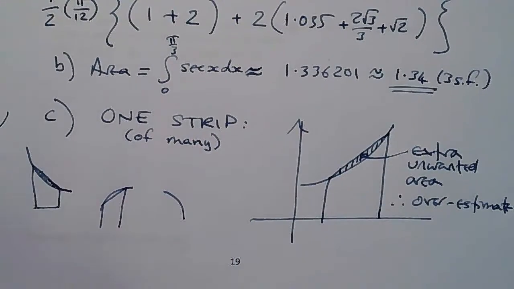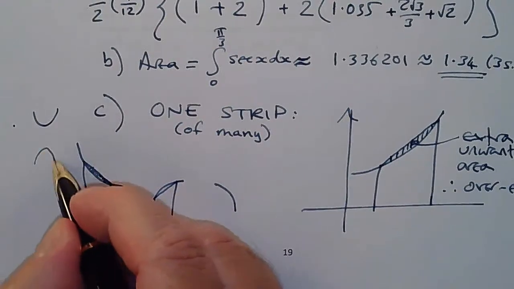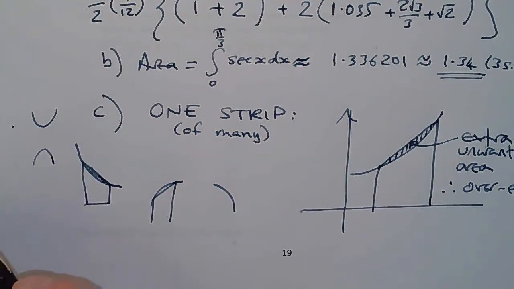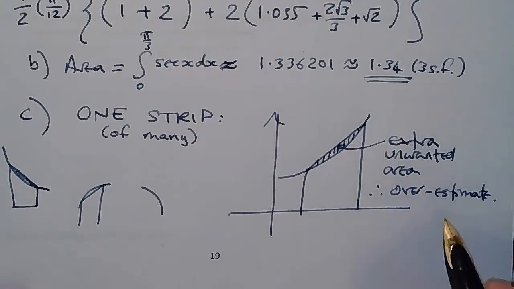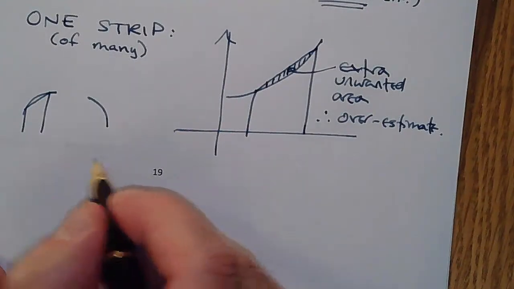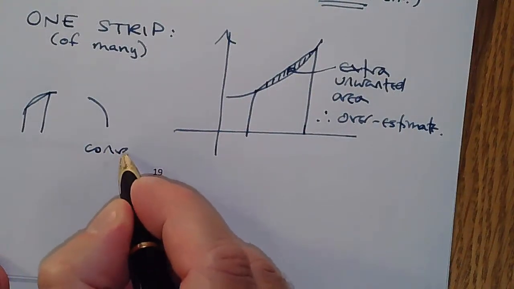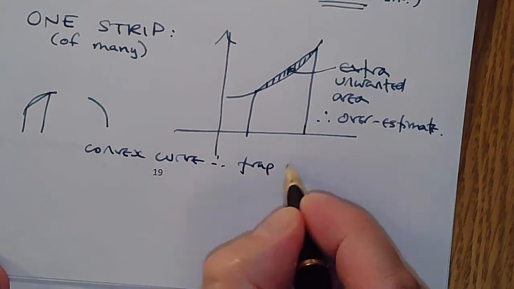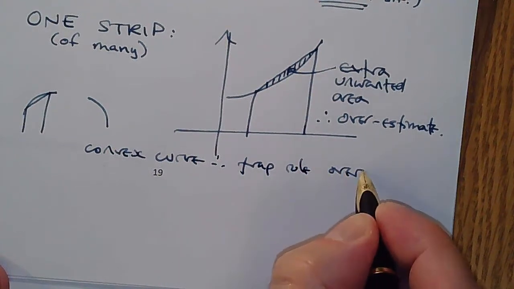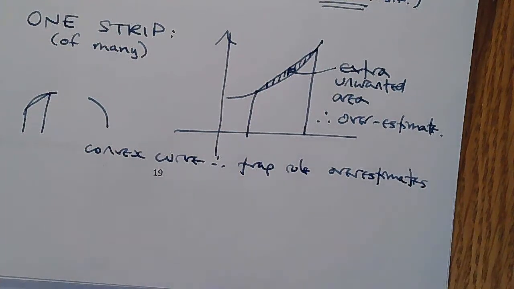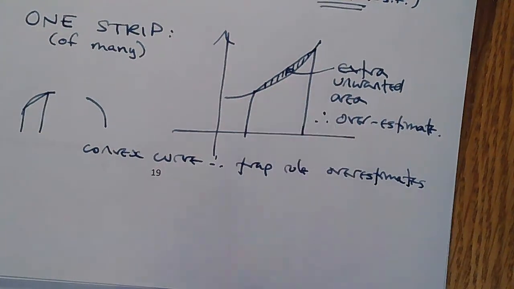And we call graphs that go like that, and graphs that go like that, well, this looks like the entrance to a cave, so this is concave, and this is convex. All right, so we get an overestimate when it's convex, and we get an underestimate when it's concave. So you can say things like, sometimes you'll get credit for: a convex curve, therefore the trapezium rule overestimates. Sometimes they say you must use a diagram, in which case writing that doesn't get you anywhere. You have to draw this and you have to point to the extra unwanted area.